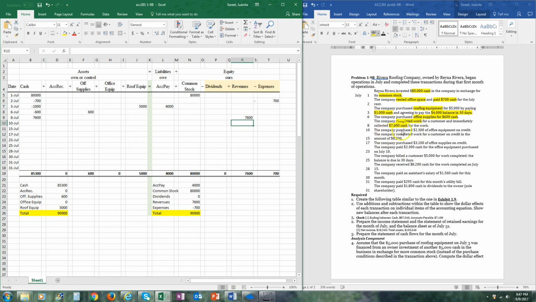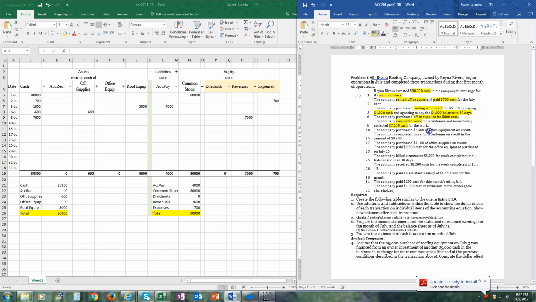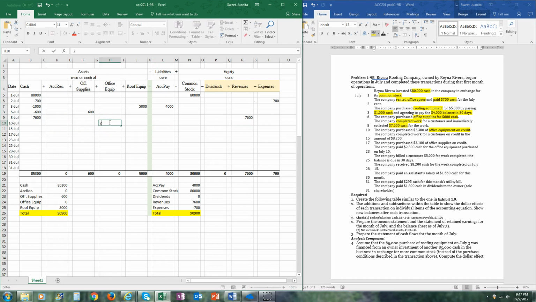On the 10th, we purchased office equipment on credit. Keywords, office equipment on credit. I look over here. Office equipment is an asset. It's something that we own or control. And we have $2,300 that we have purchased. How did we get it? We got it on credit. So if you think about it, if you're buying, it has to be in accounts payable. If you were selling, it would be in accounts receivable. So that's how you can think about the difference when you see on credit, whether it's a payable or a receivable.